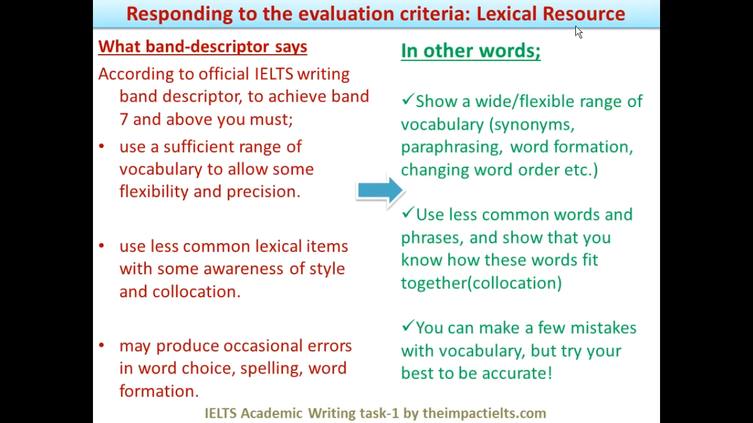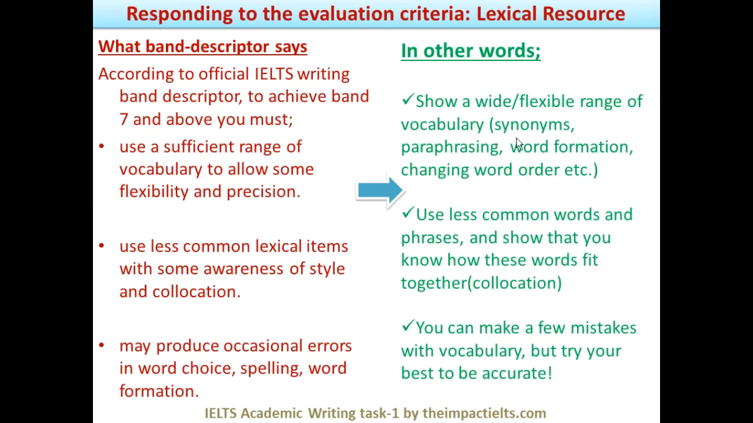Lexical resource simply means the kind of vocabulary or expression that you're using while writing. The band descriptor says here: use a sufficient range of vocabulary to allow some flexibility and precision. You see, sufficient, and you need to understand that. To simplify, show a wide or flexible range of vocabulary.